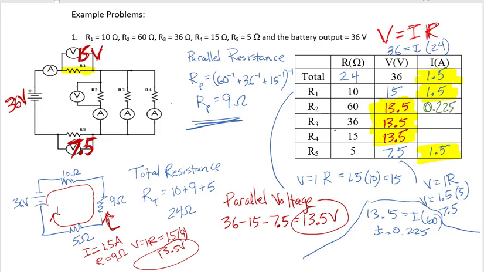Do the same thing here for R3. So for R3, we have 13.5 equals I times 36. And that's going to give us a current of 0.375. And then finally, for R4, do that over here. R4, we have that 13.5 equals I times 15, and that would come out with a current of 0.9 amps.